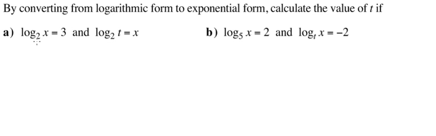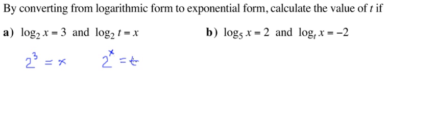So this is a logarithm of base 2. I'm going to change it to an exponential of base 2. It'll be 2 to the third equals x. The base stays the base, and the other two numbers trade places. And for this other one, it's again logarithm base 2, so we get 2 to the x equals t.